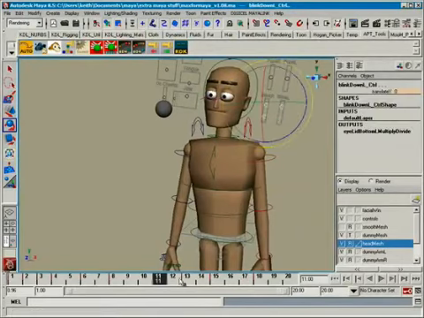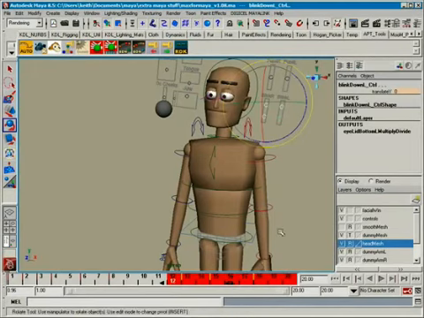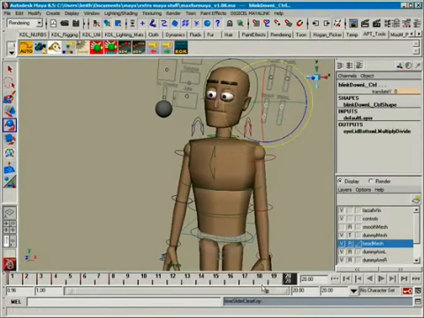Okay, I'm going to get rid of this half blank right now because it's going to mess up my scene. So I'm just going to delete those keys. Thank you.